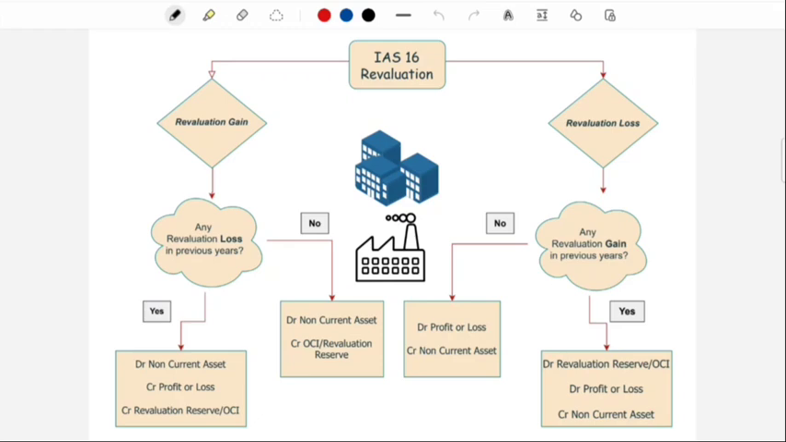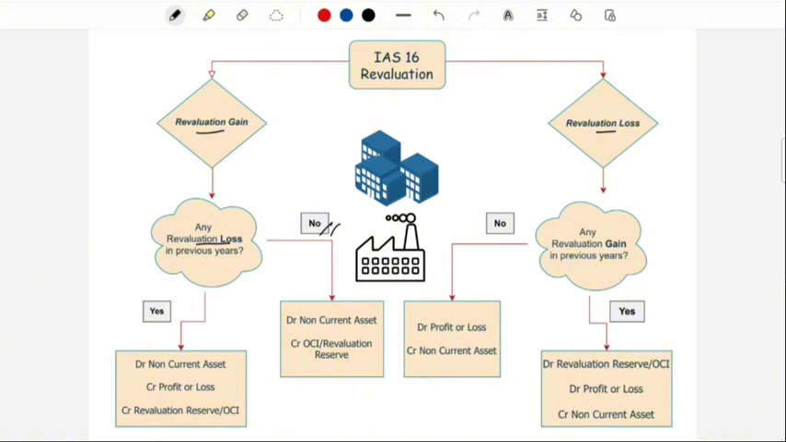So as a summary, this is how it should look. IAS 16 revaluation: you have a revaluation gain and you have a revaluation loss. Once you have this, if you have a revaluation gain, you ask whether we had a revaluation loss in the previous years. If there was no revaluation loss, you will simply debit non-current asset and credit OCI or revaluation reserve. Why? Because we have a revaluation gain happening.